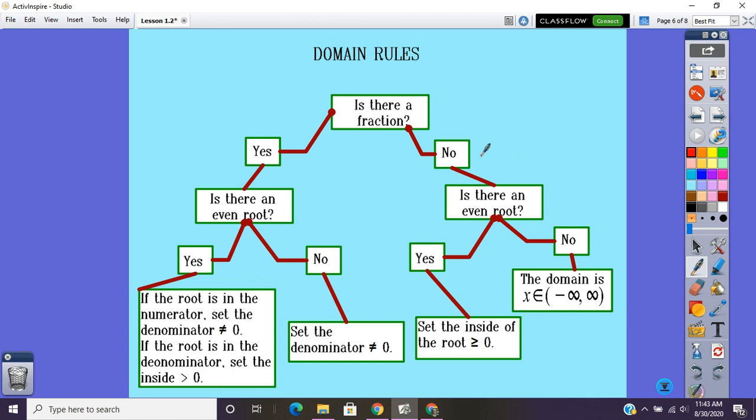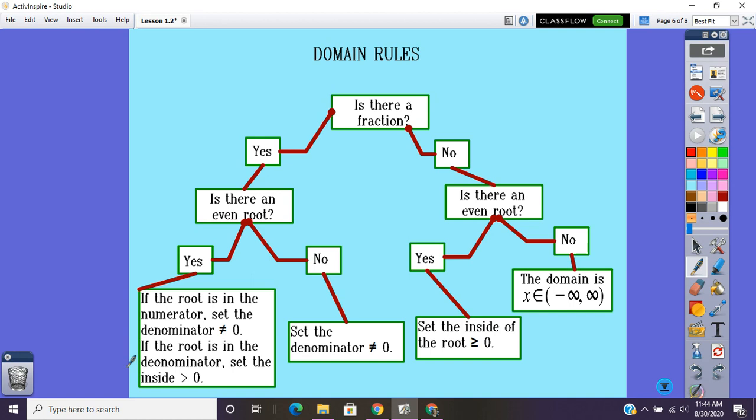So here's kind of our flow chart of questions that we ask. Is there a fraction? Yes or no? So you can kind of follow the direction there. And then the next question is, is there an even root? So the answers from those would be yes or no. And then from each of those, it tells you what to do. So if the answer is yes, yes, then you're going to set the denominator not equal to 0 if the root is on top.